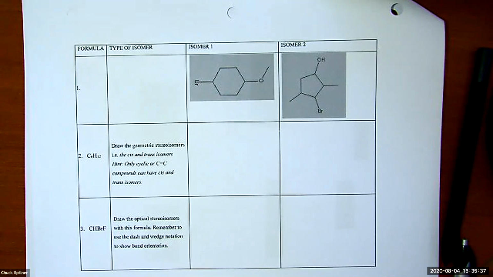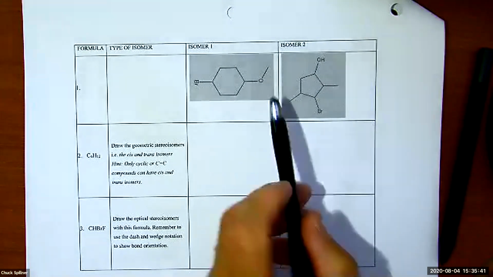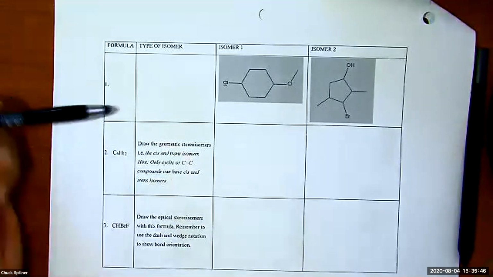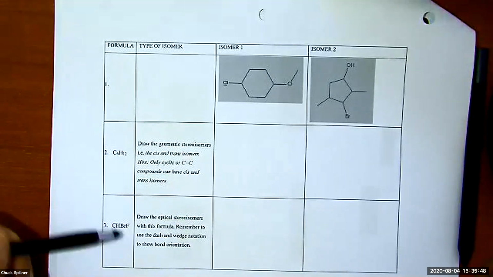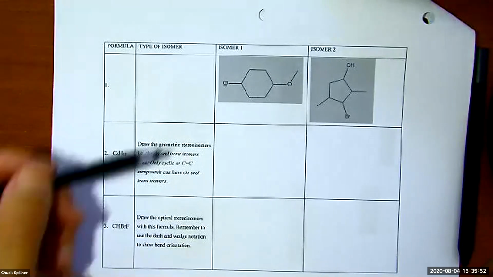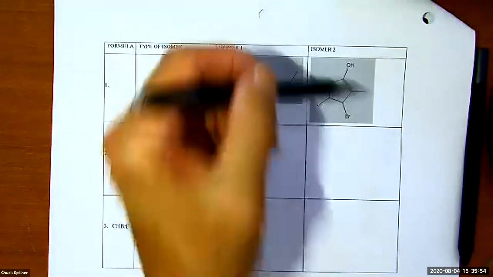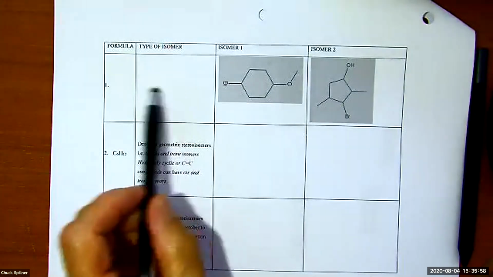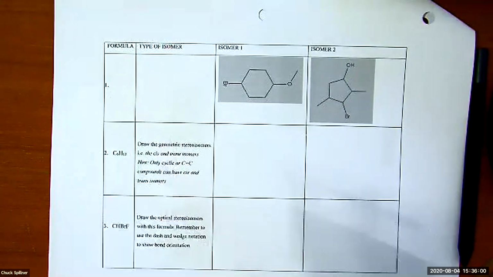And then for problem 2, we have a C6H12. Oh, so for problem 1, I want you to write the formula. The formula of both of these has to be the same. So column 1 is the formula. And for 2 and 3, it's already written. Column 2 is the kind of isomer. Column 3 is one isomer and the second isomer. So I'll let you fill in the boxes for problem 1. I will do problem 2, and I'll have you do problem 3.